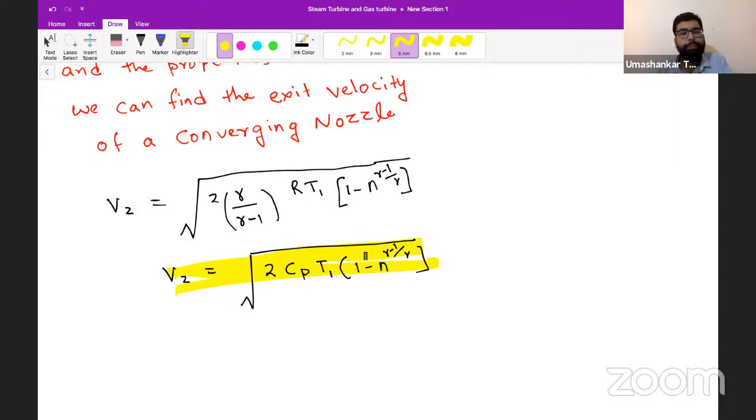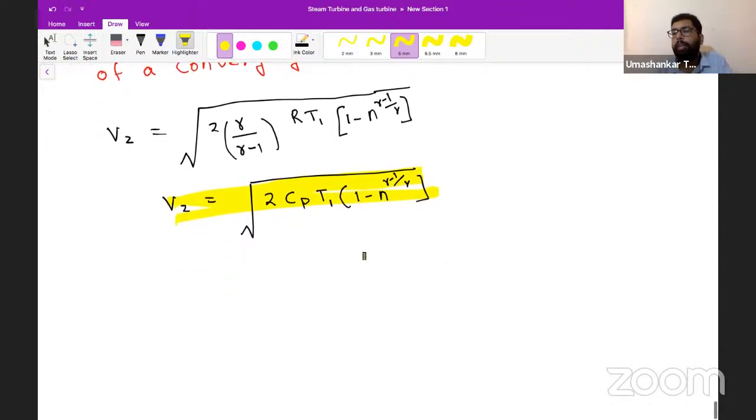Is there an issue? So if you have the inlet temperature, the exit pressure and the entry pressure, can you tell me the velocity at the exit of some converging nozzle? Yes or no? Tell me.